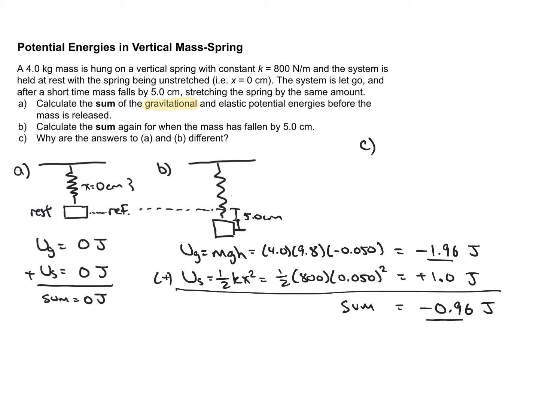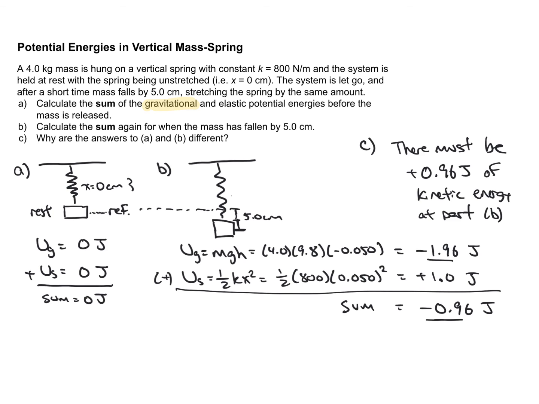Well, the answer is we actually have not accounted for every single type of energy here. As this block is let go, well, it's moving now. So this difference, this 0.96 joules difference must be because we haven't accounted for the kinetic energy yet. So I'll just say there must be positive 0.96 joules of kinetic energy at part B. Kinetic energy is always positive anyway.